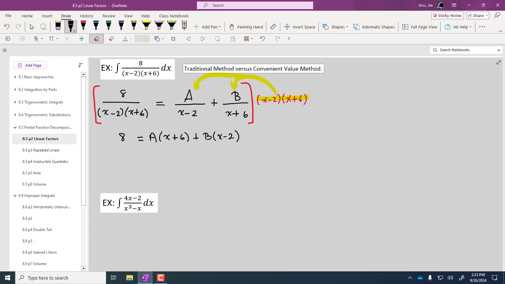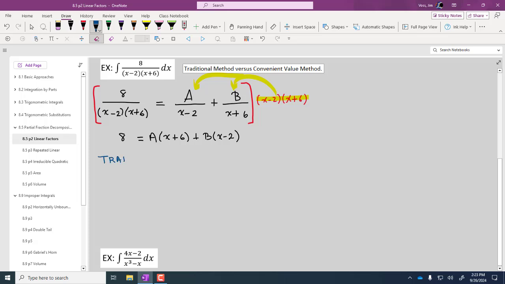Now, we are going to solve this for A and B. So solving that for A and B, there are two techniques that we will use. Let's use the traditional technique first, and then I'll show you another technique that works really well when you have only linear factors. So for the traditional technique, all we do is multiply everything out. So we're just going to do what I think would be instinctual if you were left to your own devices.